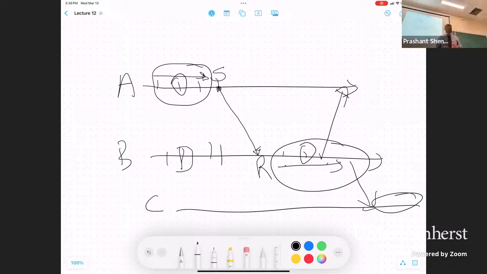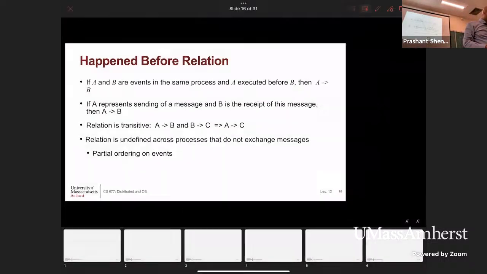Now we want to derive an actual algorithm that will allow us to figure this out. So this is just a picture. How do I realize this in code and say that event has actually happened before this event? I need some way to do this, which is what we look at.